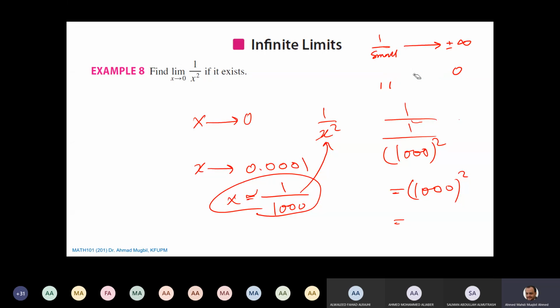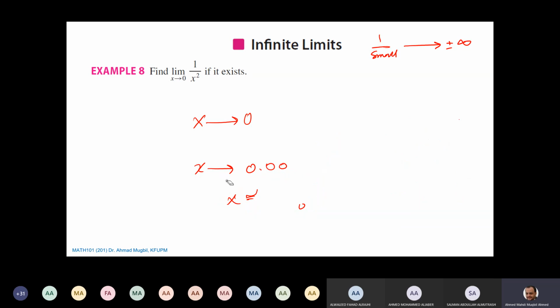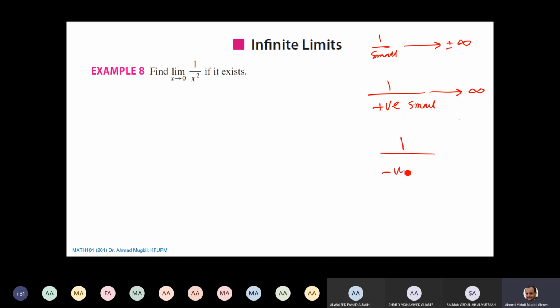Okay, but let's focus on this case because this is the case that we need. It could be from the left or it could be from the right. So what we can write here: when you have 1 over a positive small number, the limit will go to positive infinity. When you have 1 over a negative small number, then it will go to what? To negative infinity. Very small, of course. We are talking about very small, very close to 0.